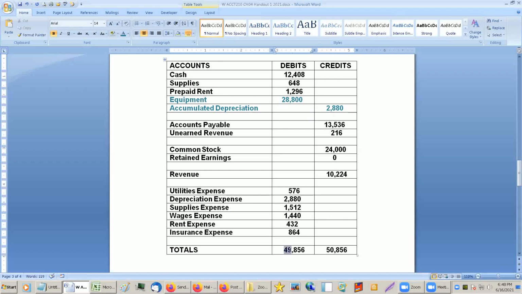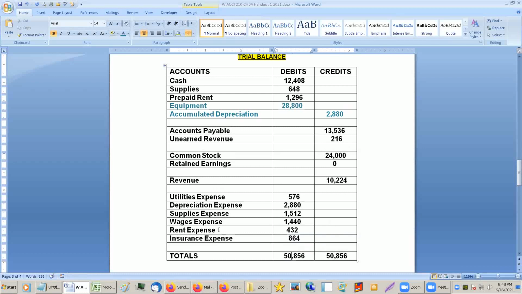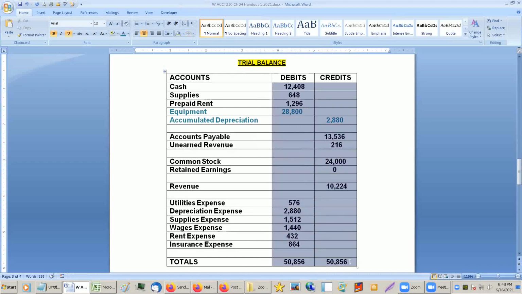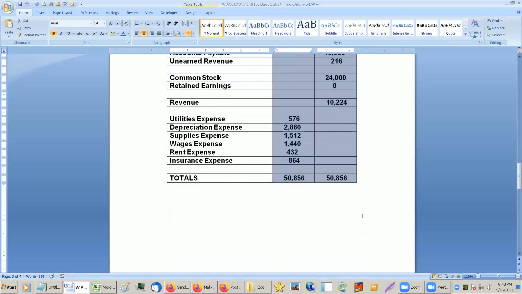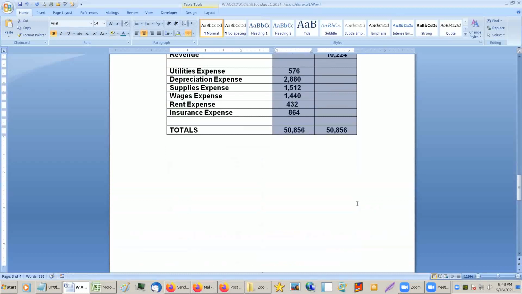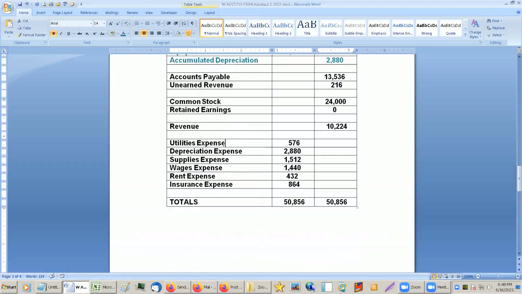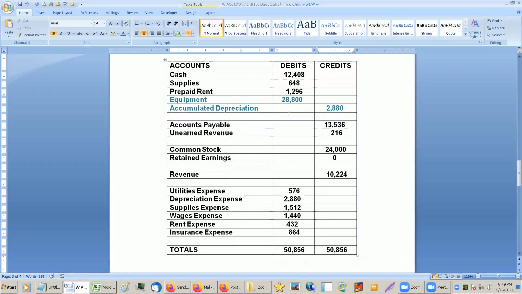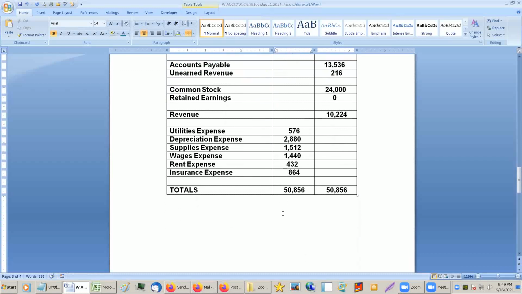So this is 50,000. This is one of the reasons why we do it: to make sure that you have the numbers correct in there. And if the trial balance doesn't balance, then the financial statements aren't going to balance. Sometimes students will get to this point and it won't balance, and you need to get this to balance before anything else does.